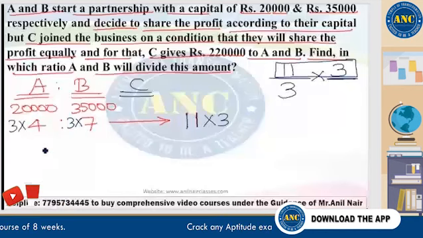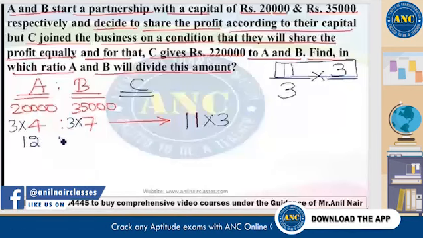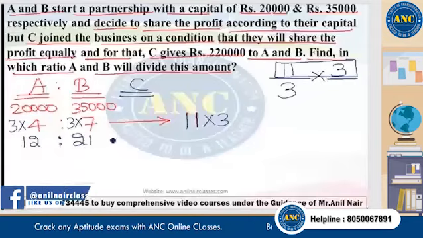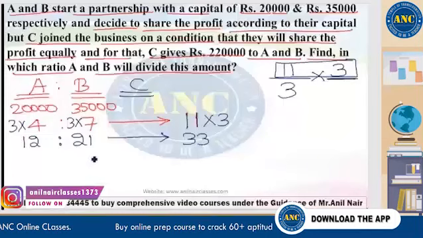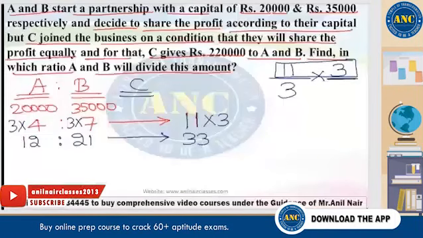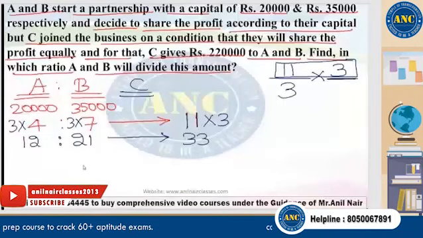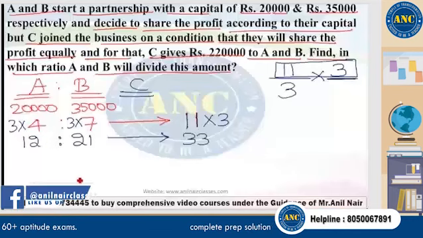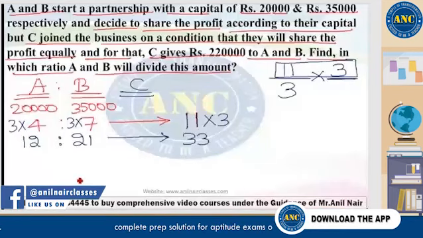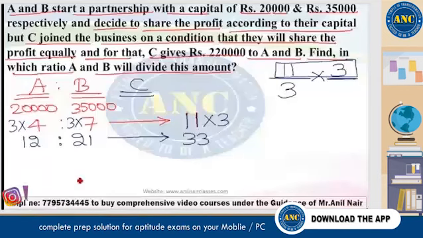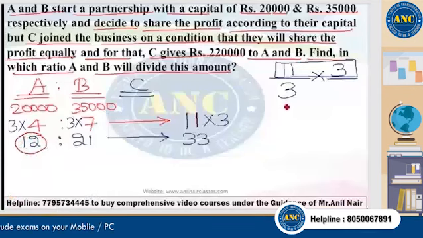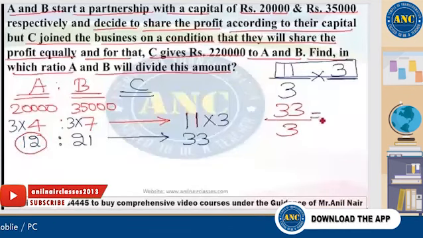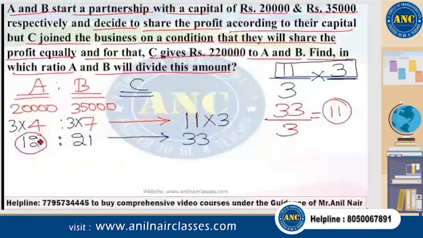In simple language, A is having 12 rupees profit. B is having 21 rupees profit. Totally they have 33 rupees profit. Now C is joining. Can I say that C told them that they definitely want to divide that 33 rupees among 3 people equally? 33 can be divided among 3 people equally, right? That means 33 divided by 3, each person gets 11, 11, 11.